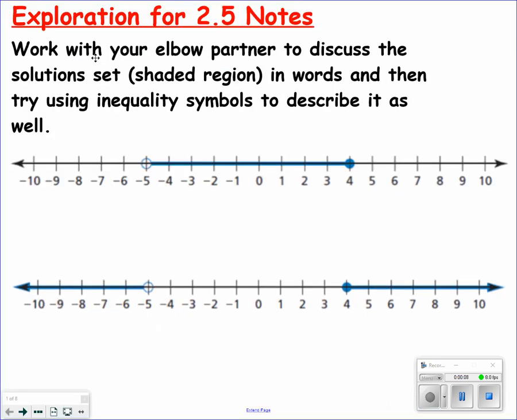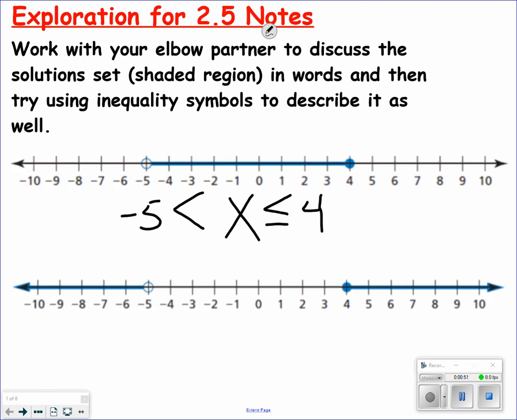It's an exploration. Obviously, if you're in class, we would do a little bit of a partner activity here, but I'll be your partner. So I'm looking at the first graph. I see an open circle at -5. It is shaded between and then a closed circle at 4. And what that is, basically, it's an and situation. It's between two values. So your x in this problem is both less than or equal to 4, but also greater than, not equal to because it's an open circle, -5. So x is both greater than -5 and less than or equal to 4. So it's between -5 and 4.